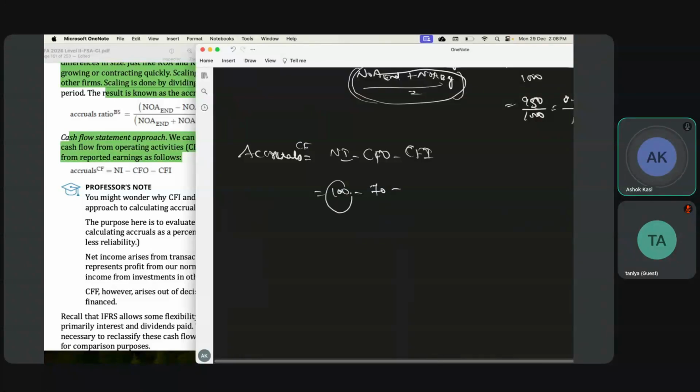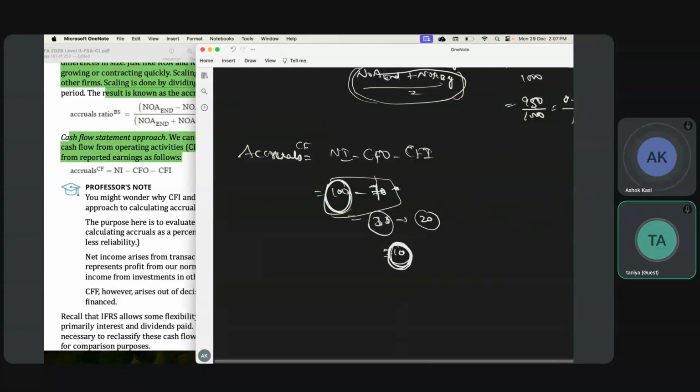So from this net income, you are left with only 30 rupees now. From this 30 also, you have spent cash flow from investments, let's say 20 rupees. That means this 10 rupees, you don't have it now with you. The money is all spent over here. So this 10 rupees is the accrual. That means you are going to get this later.